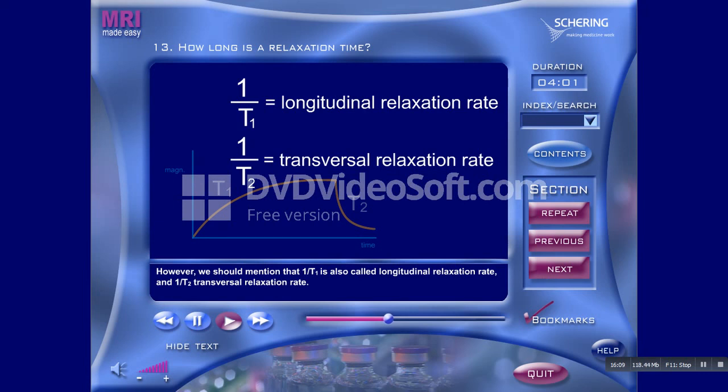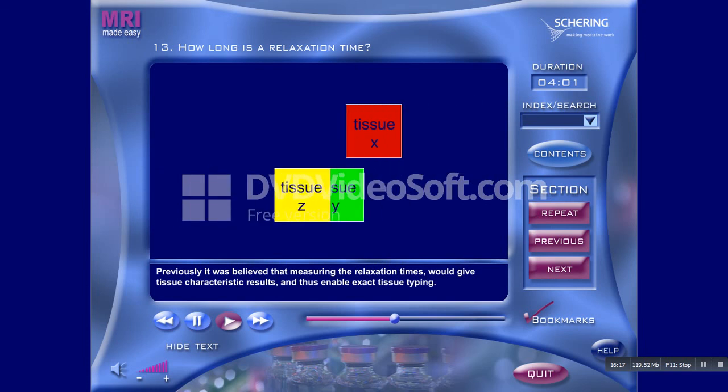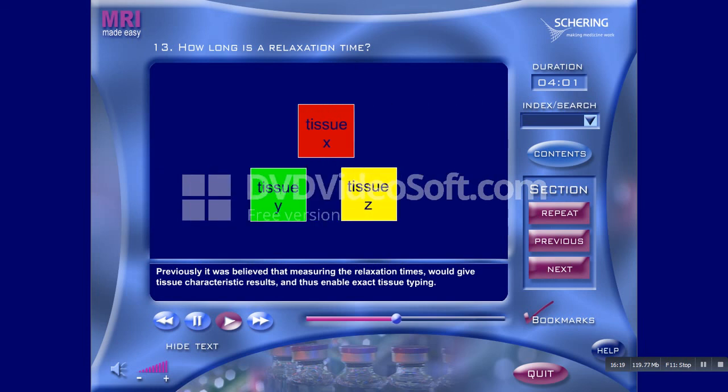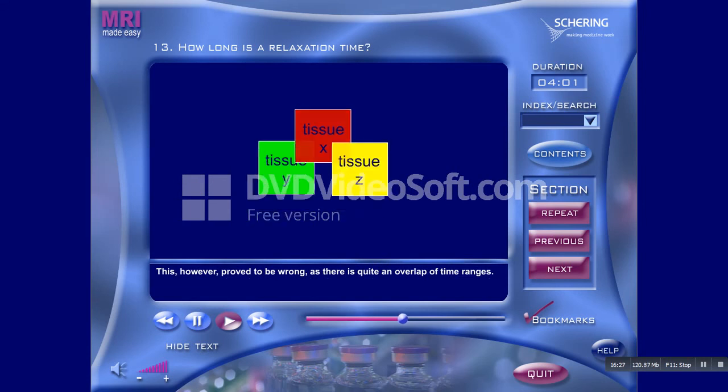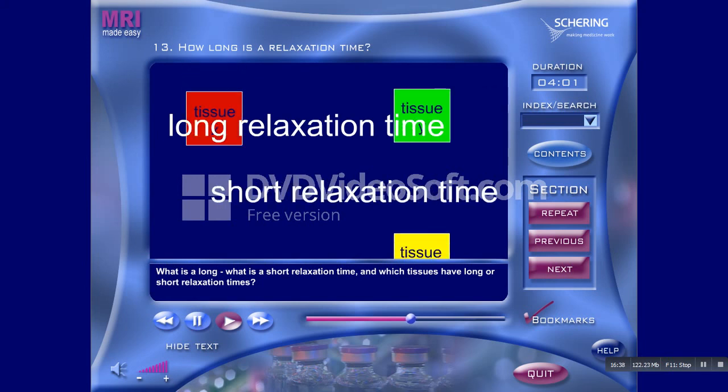Previously, it was believed that measuring the relaxation times would give tissue characteristic results, and thus enable exact tissue typing. This, however, proved to be wrong, as there is quite an overlap of time ranges. What is a long, what is a short relaxation time, and which tissues have long or short relaxation times?